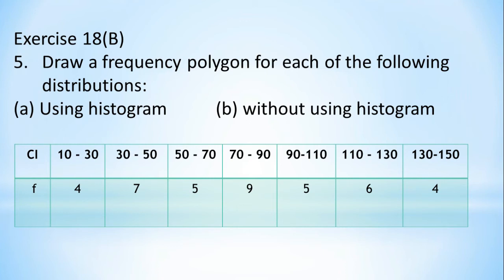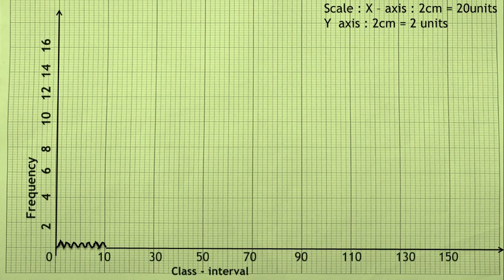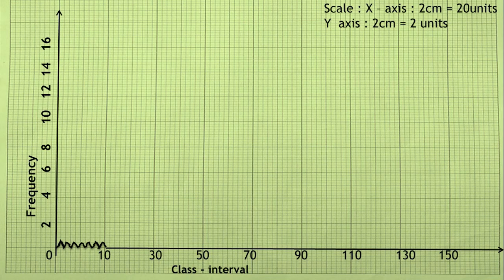Already 4-5 problems we have discussed how to draw by using histogram. So you follow the same procedure. I will be giving the solution how to draw a frequency polygon without using histogram. Move on to the graph, children. Consider the scale of x-axis and y-axis.